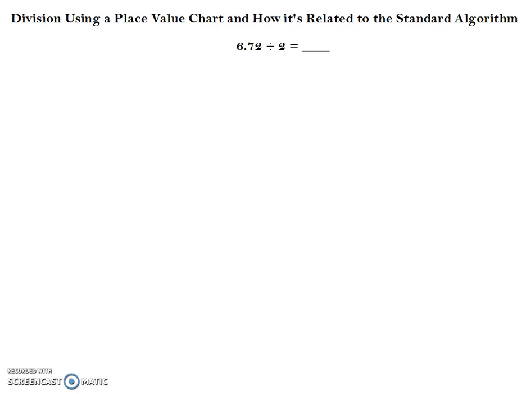Today we're going to be talking about division using a place value chart and how it's related to the standard algorithm. The equation that we'll be using today is 6 72/100 divided by 2. The first step is you want to identify and circle how many groups. This number is also known as the divisor. I'm going to be putting 6 72/100 into 2 groups.